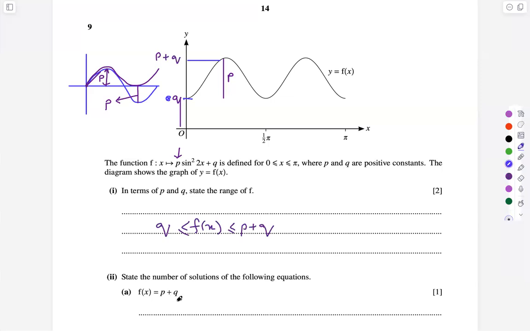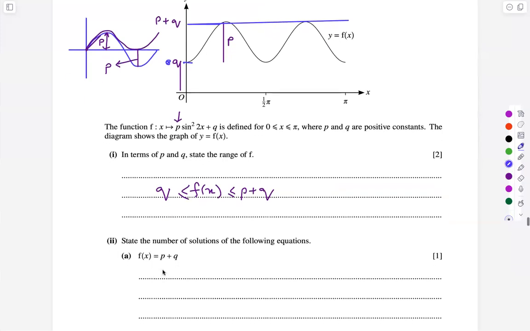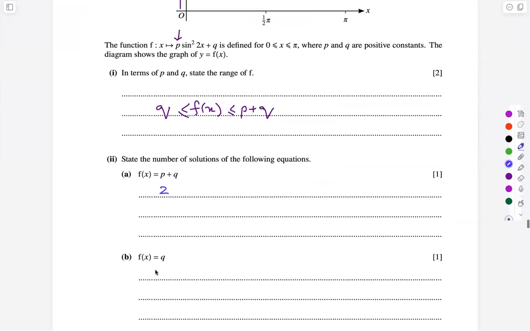In part 2a, we have to state the number of solutions of the following equations. f of x is equal to p plus q. Now, p plus q is a constant, and we have it up here. So if we draw a straight line from p plus q, it should intersect the graph at 2 points. So the number of solutions in this case will be equal to 2.